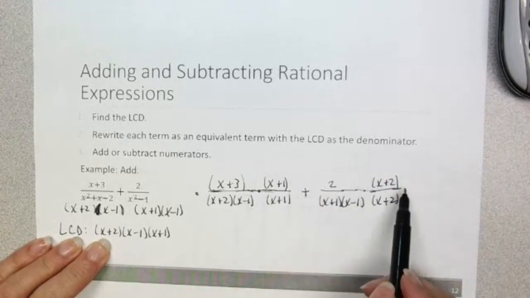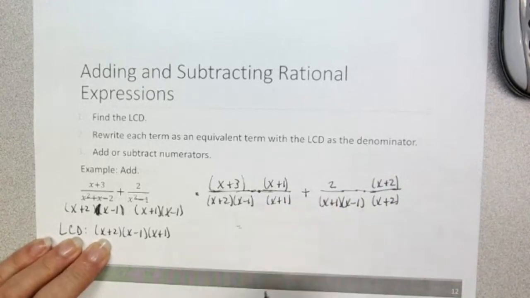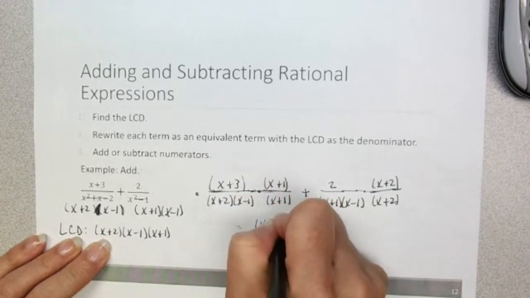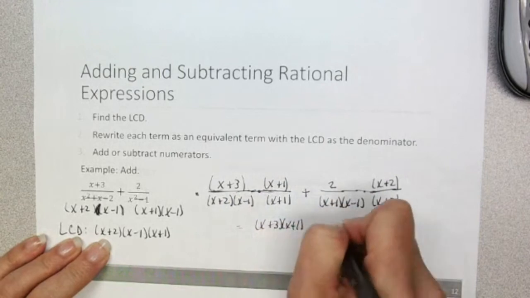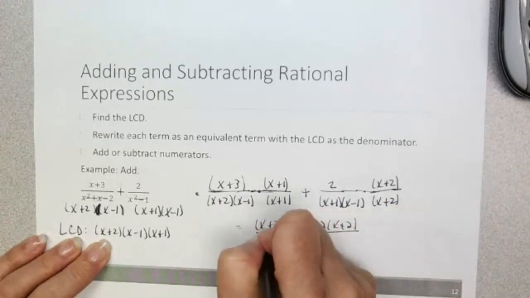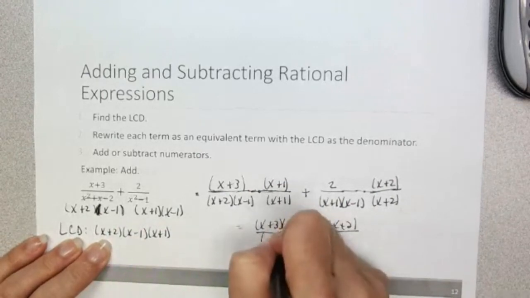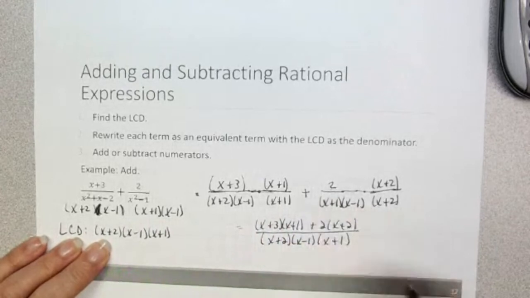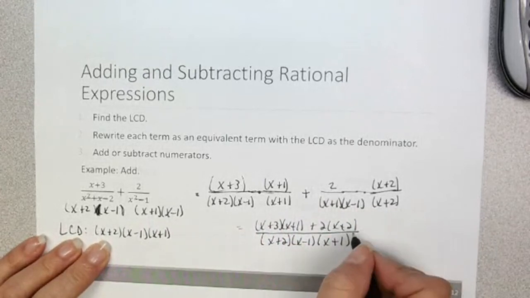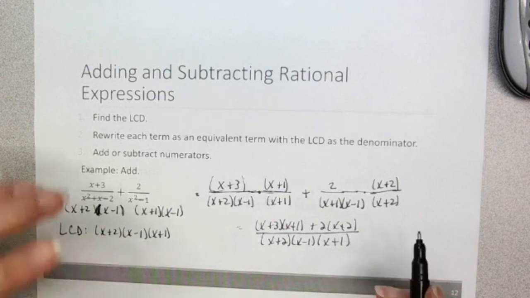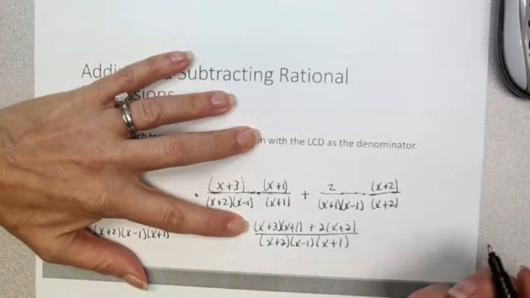Now, both have the same denominator, so I can write them as one rational expression. (x plus 3) times (x plus 1) plus 2 times (x plus 2), all over that least common denominator, (x plus 2) times (x minus 1) times (x plus 1). Okay? And that's fine like that, but if you want to multiply it out, you can. There isn't going to be any way to simplify this, but we'll multiply it out just to make sure.